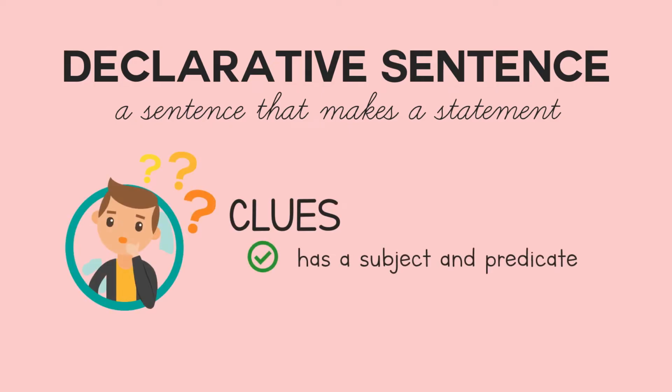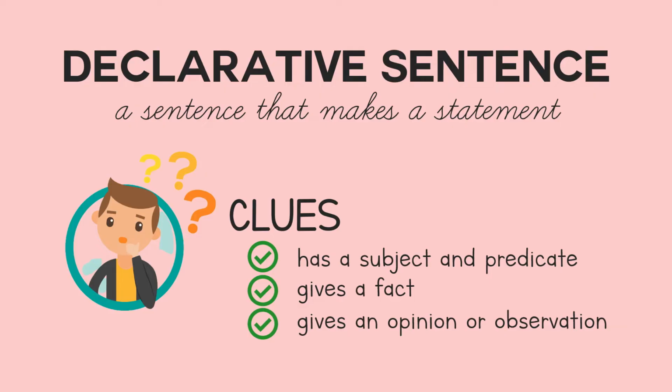First, it has a subject and predicate. The subject is the one being talked about in the sentence, and the predicate explains or gives more details about the subject. Our next clues state that a declarative sentence gives a fact or gives an opinion or observation. Lastly, a declarative sentence ends in a period.